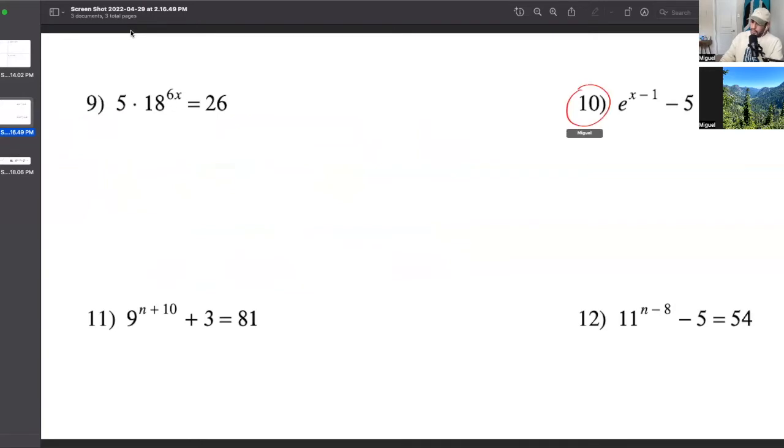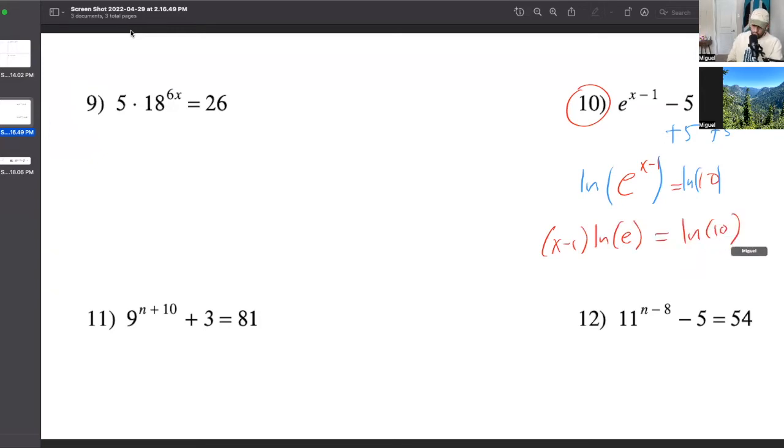Let's go ahead and do number 10. Again, you want to isolate the exponent. So I'm going to go ahead and bring the 5 to the other side. Add 5, add 5. And I get e to the x minus 1 equals 10. And once again, I need to implement that natural log to both sides. Some people call it the ln. And that will bring my x minus 1 to the outside. Natural log of e equals natural log of 10.